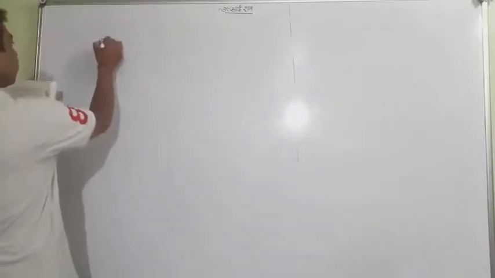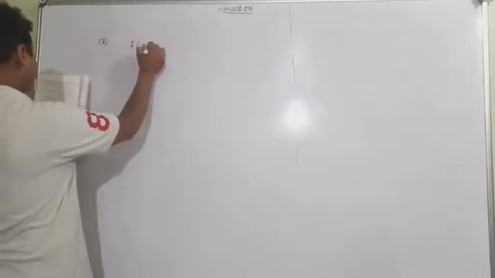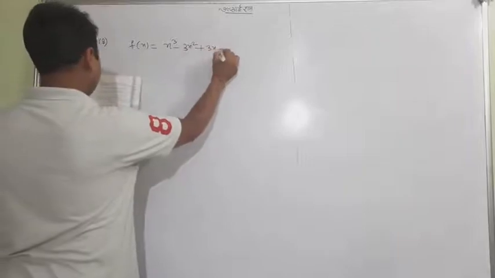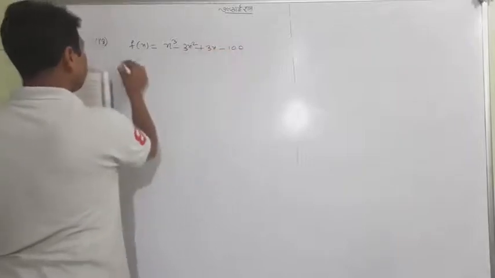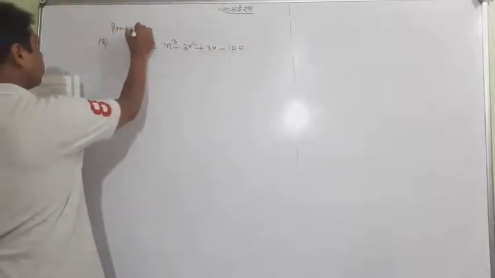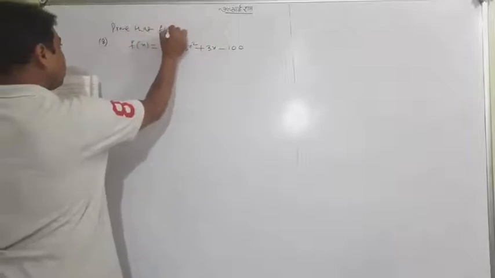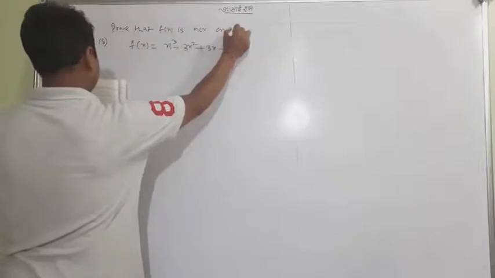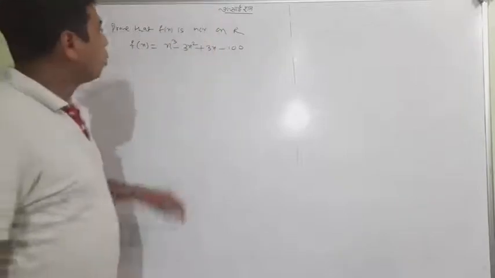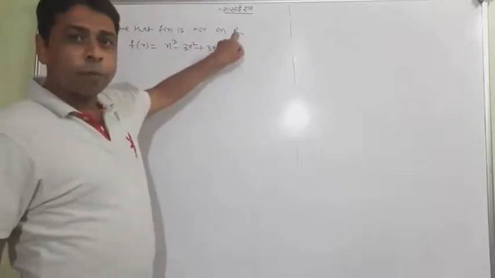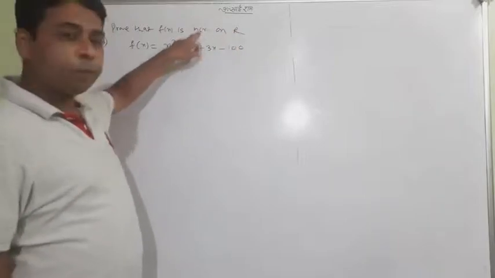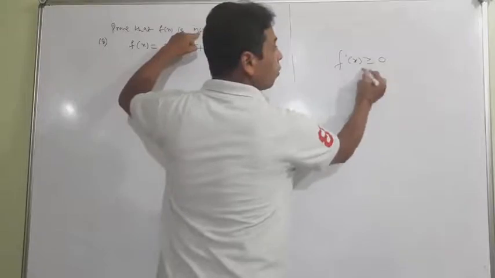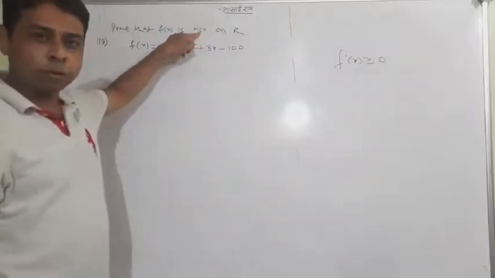The question is the 18th one. Prove that the function is increasing on R. Very simple. What to show? What is the meaning of R? For all real numbers. What to show? Increasing. What is the meaning of increasing? We have to show f dash x greater than or equal to 0.